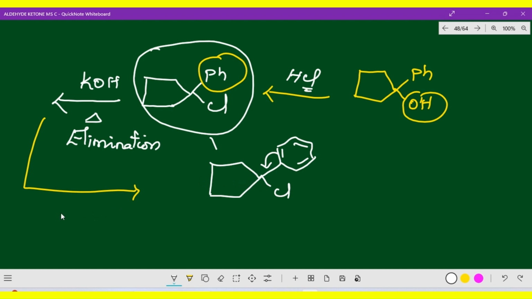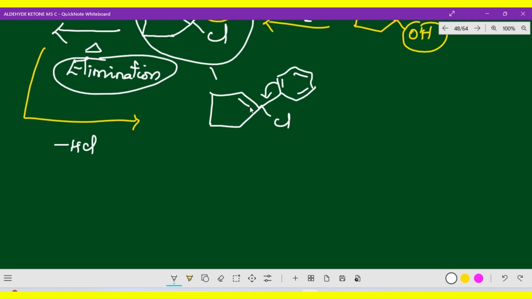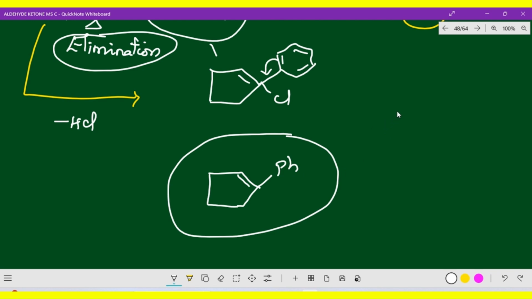So HCl is removed, because an elimination reaction takes place with alcoholic KOH. So what happened? You will get the double bond over here. Due to that transfer of bond, that is due to resonance, you will get the product like this. Here is Ph, and you get the double bond here, benzene along with the pentagon. So this is the product you'll be getting.